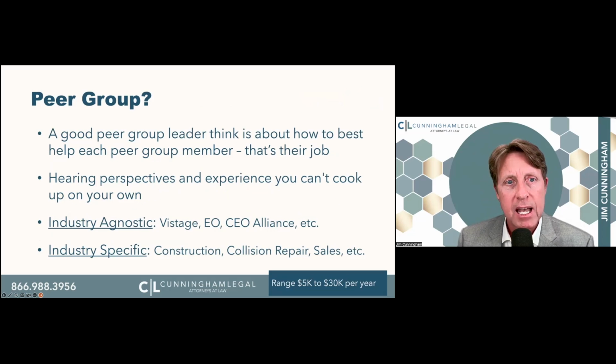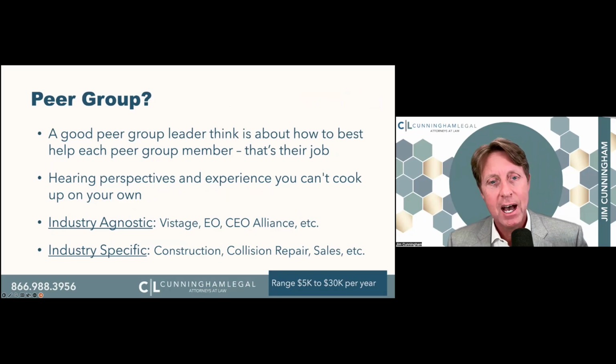one-on-one giving you input. And then the peer group. What I like about the peer group is I hear perspectives and experiences that I could never cook up on my own, right? It's like, I could never even have thought of that. That is like the wackiest thing I've heard. And then sure enough, it happens in my company a year later, and you go, oh, that happened to this other person. And so you got a little bit of a head start on it.